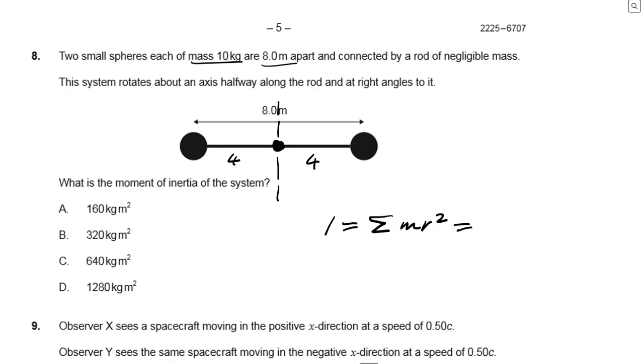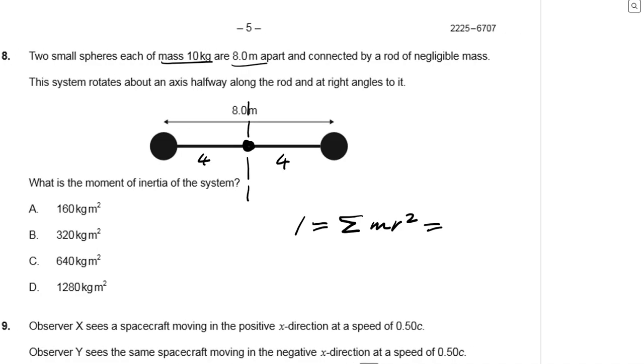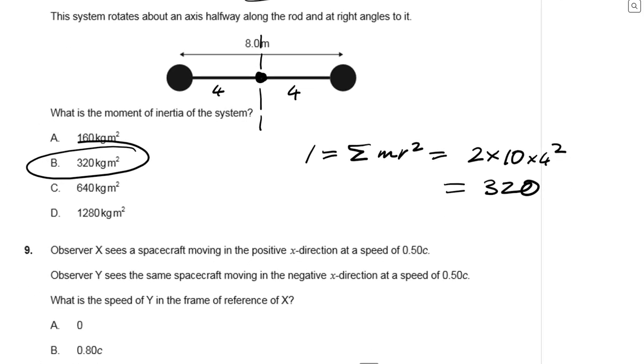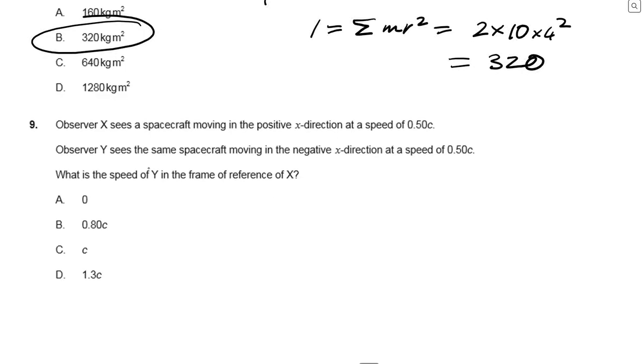So all we have to do is m1, m2, and they're exactly the same, right? They're identical. So you can do 2 times m is 10, r is 4 squared. So that is 16 times 10, 160, 320. So our answer is B, right? We did this pretty fast. Now on to the next one, question 9.